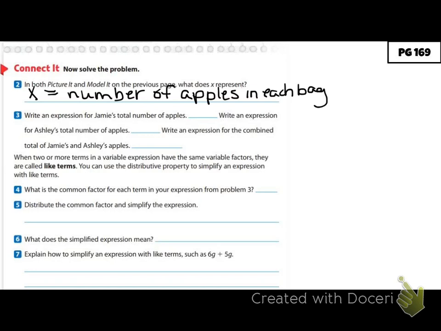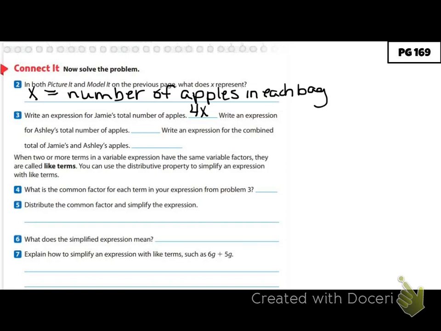Number 3, write an expression for Jamie's total number of apples. So, there are 4 bags for Jamie and there's X number of apples in each. So we would write that 4 times X, or 4X. Remember, side by side means to multiply.